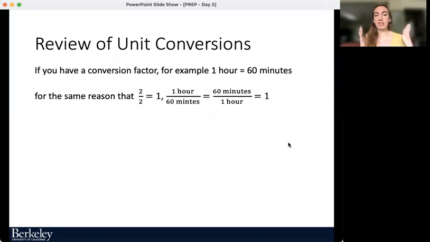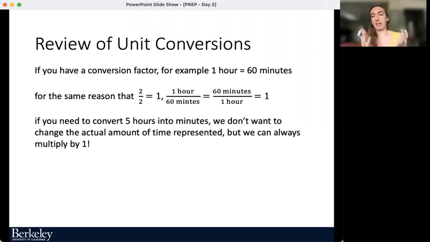For the same reason that 2 over 2 equals 1, because 2 and 2 are the same thing, if 1 hour and 60 minutes are the same thing, then 1 hour divided by 60 minutes or 60 minutes divided by 1 hour is 1. And so we can multiply by a conversion factor without changing the actual quantity of stuff that we're representing.